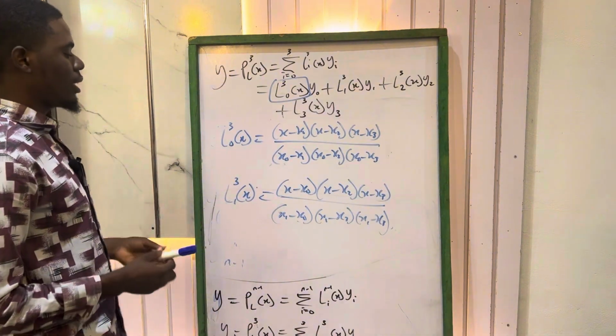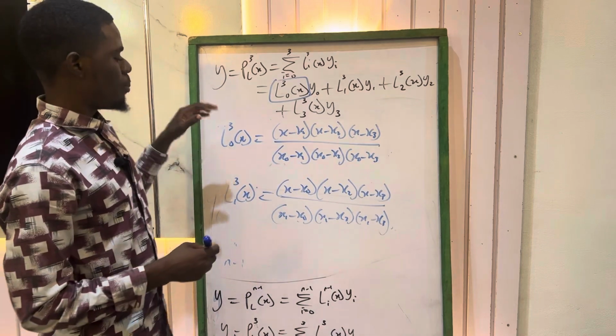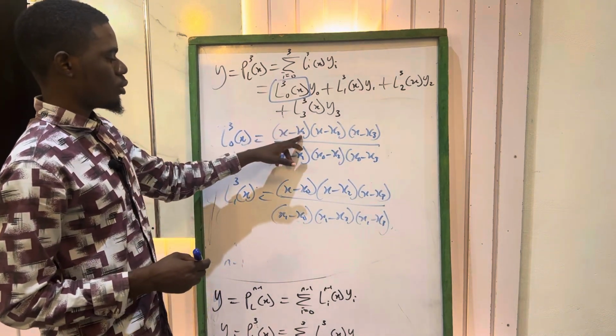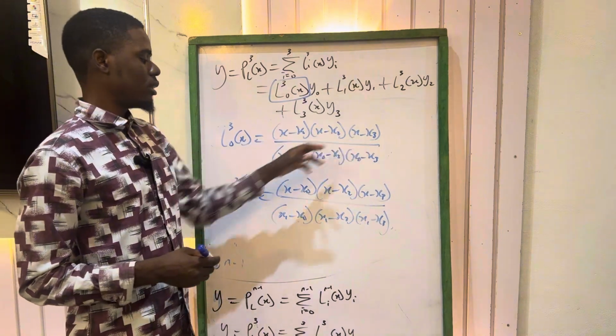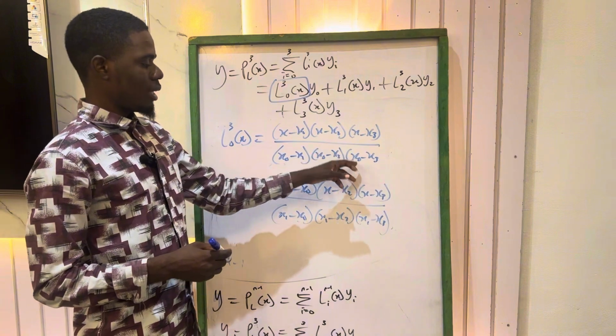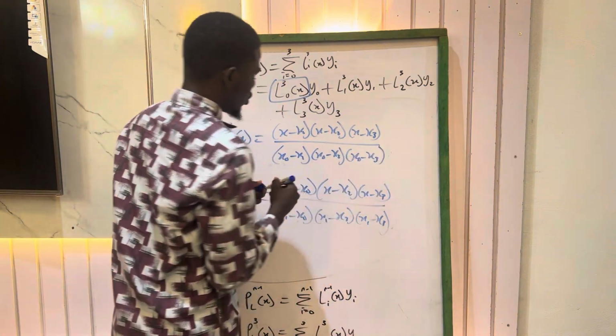So we can notice the pattern that whatever term we're picking, the x naught here, you can see that it's always x minus x1, x minus x2, x minus x3. Here also, we're minusing x naught minus x1, x naught minus x2, x naught minus x3.